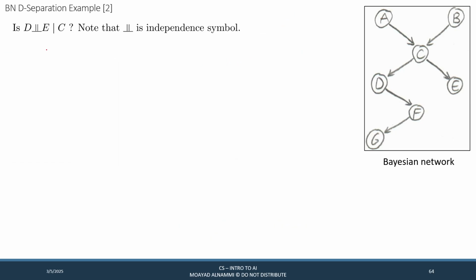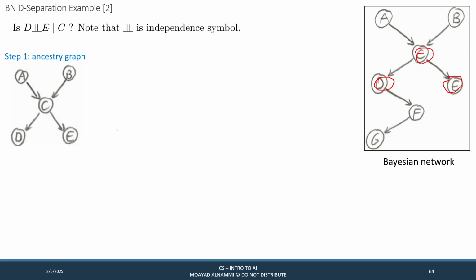Here's another example. Is D independent of E given C? Again, we need to include C, we need to include D, and we need to include E. That means we just need this part of the network. So this is the ancestry graph. Sorry, where is D, E, and C? So that's D, E, and C.